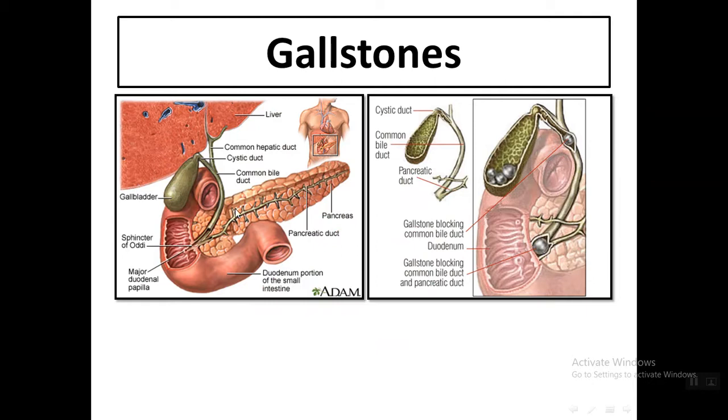Here, this is an important clinical application regarding the gallbladder and the biliary tree in general, which is the formation of the gallstone. This gallstone, if it is small, might pass through the cystic duct to the common bile duct, and it might cause obstruction to this duct and lead to the backflow of the bile secretion and cause jaundice.